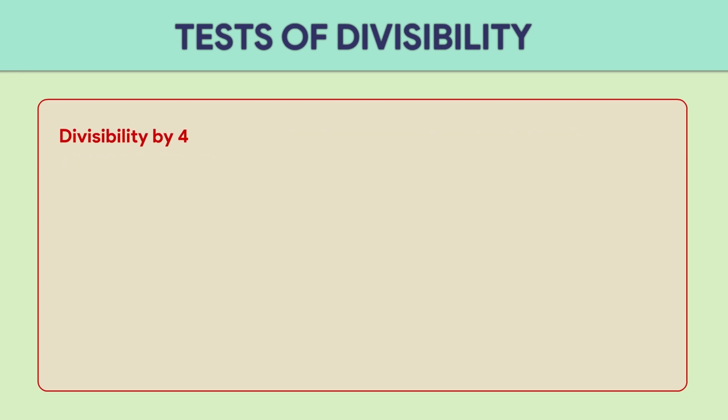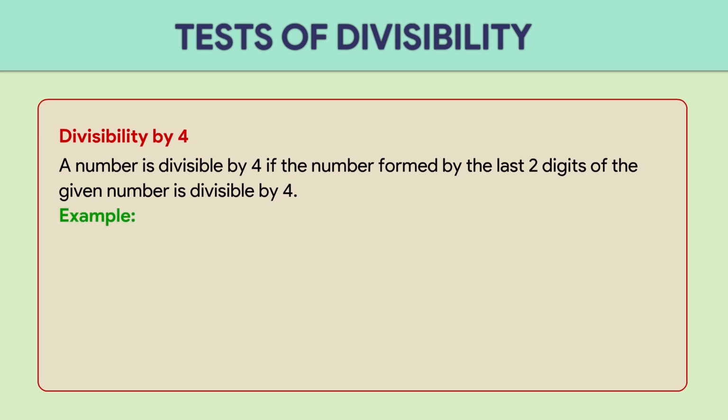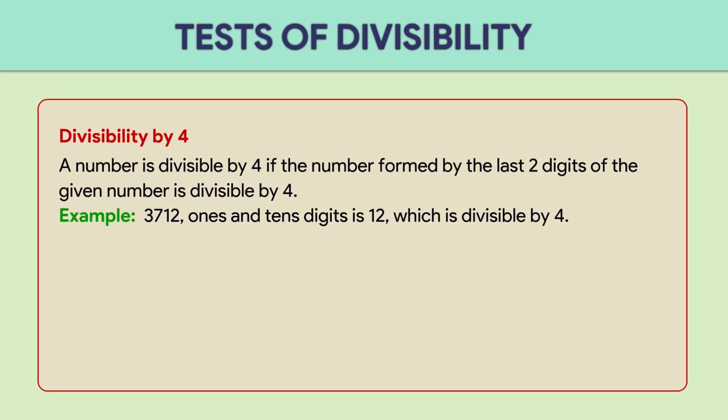Divisibility by 4. A number is divisible by 4 if the number formed by the last two digits of the given number is divisible by 4. Example: 3712, ones and tens digits is 12, which is divisible by 4.